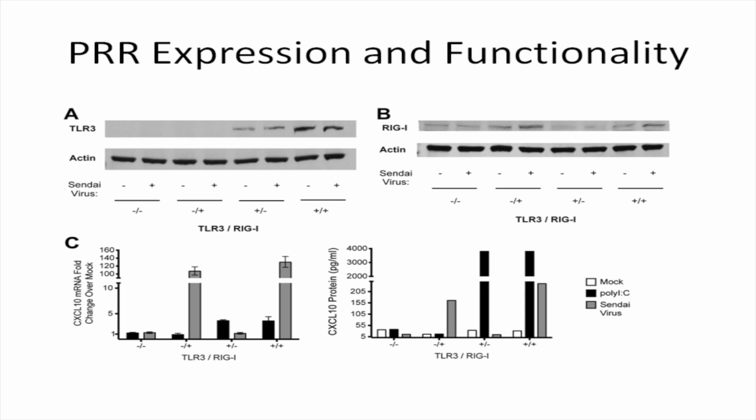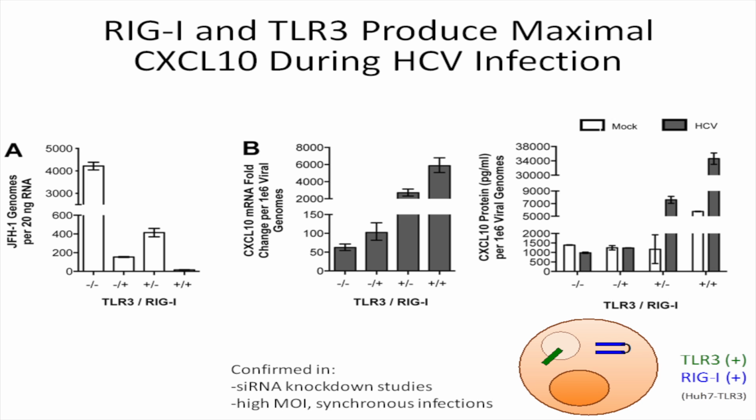So we were pretty confident that the cell lines we had were responding to the appropriate triggers, and we felt that we could proceed with HCV infection. These are the results of a low multiplicity of infection with JFH1. On the left, we quantitated the amount of JFH1 genomes per a defined amount of total cellular RNA, because the cell lines express different amounts of receptors.